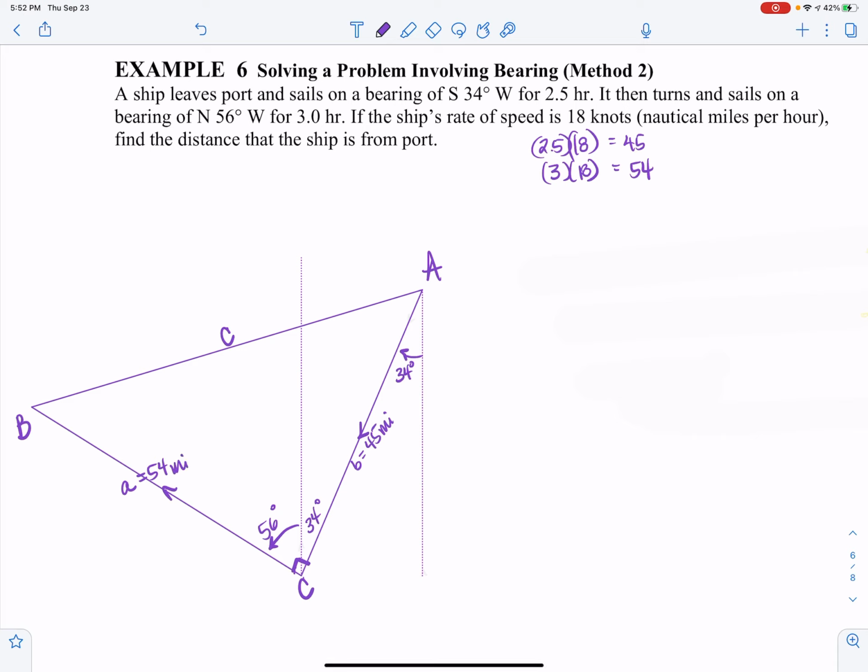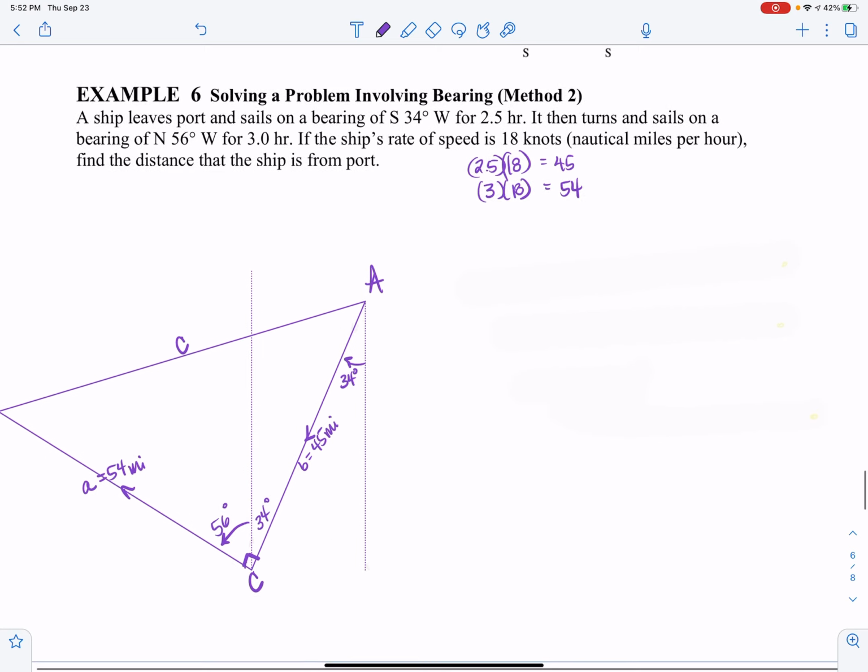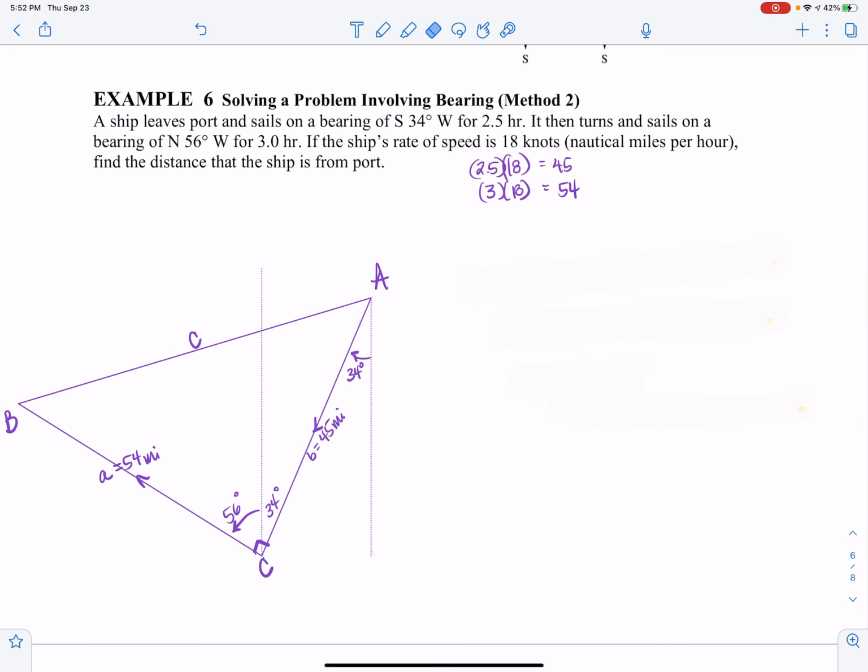I'm trying to find side C. Well, I have 2 legs of my triangle. I want my hypotenuse, so I say let's just set up the Pythagorean theorem. We'll take the square root of both sides, and when we do that, we'll have 70.2922. Notice that everything I have is in 2 sig digs, so we'll round that to 70 nautical miles.